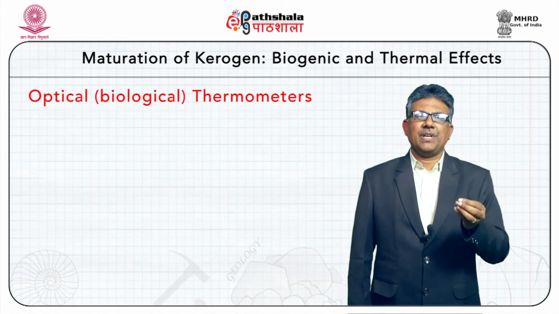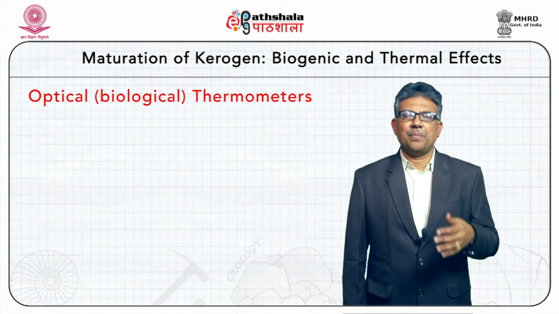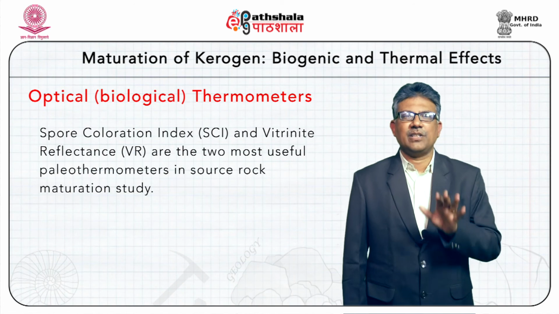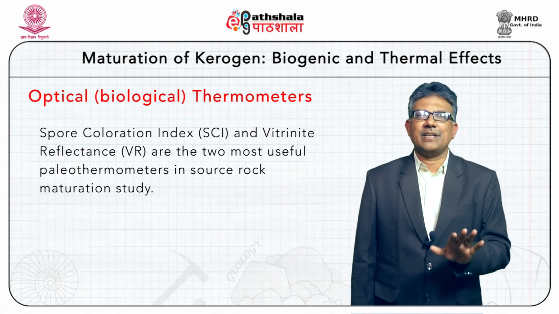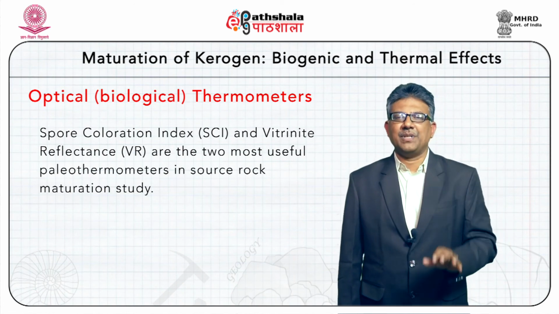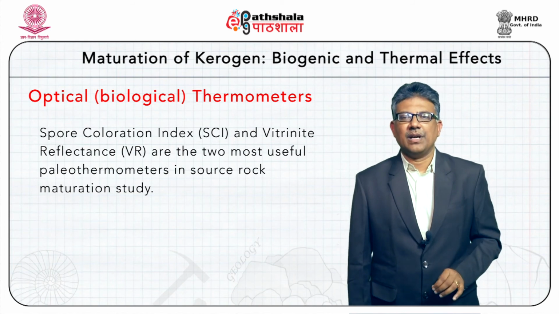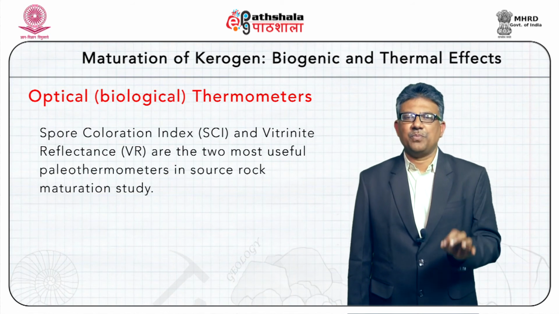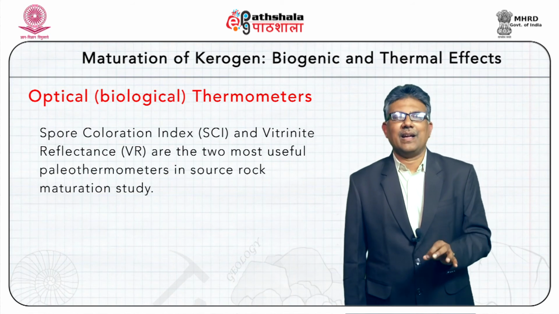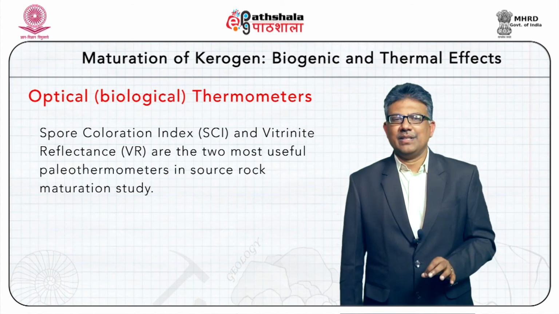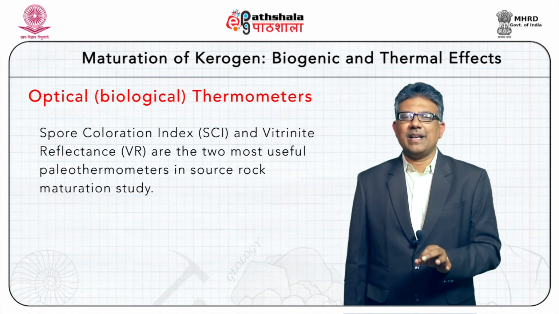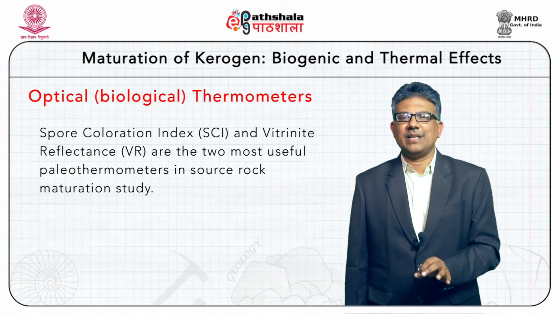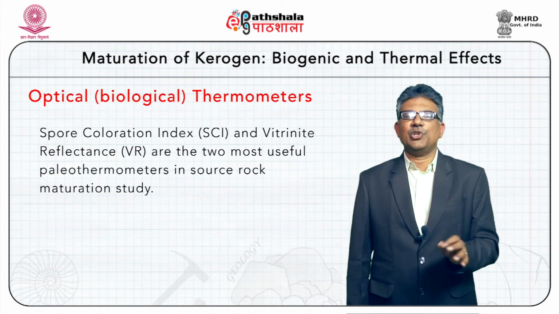Now we come to some optical thermometers that we use to identify the maturation of organic matter: the spore coloration index, SCI, and vitrinite reflectance. These are the two major optical parameters that we measure to understand kerogen maturation. During thermal maturation, dispersed organic matter including spores within sediments changes color from yellow to brown to black. The change in color depends not only on rise in temperature but also on the duration of time through which the organic matter sustains that temperature, that is, the geothermal history.